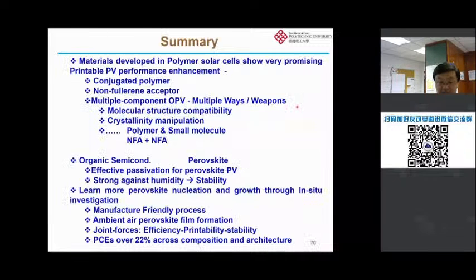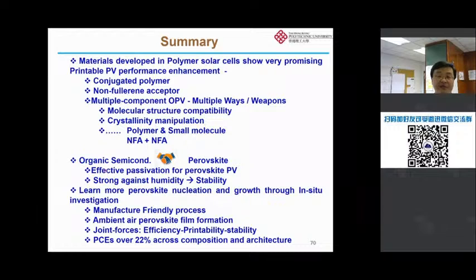Okay, with that, let me get to the summary. We have two parts. When we talk about the perovskite organic solar cells, the material development, what we learned from the old days, and how we apply that knowledge to the multi-component OPVs there. There are different ways, many methods, to improve the device. It's very exciting. We see 18% and even 19% reported.